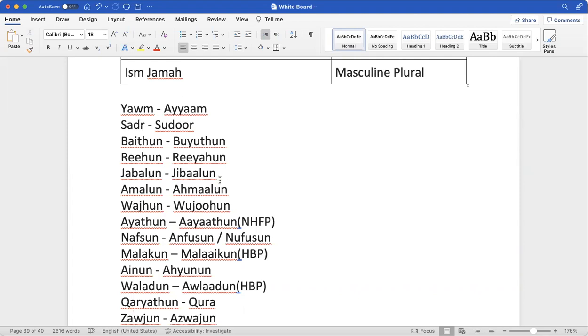This is an assignment for you. Just write whether it is a broken plural or a normal plural first of all, and then whether it is human or non-human. So baitun, bayutun, rihun, riyahun, right? Jabalun, jibalun. Jabalun means mountain. Jibalun means mountains. Again, broken plural you can see, but non-human.